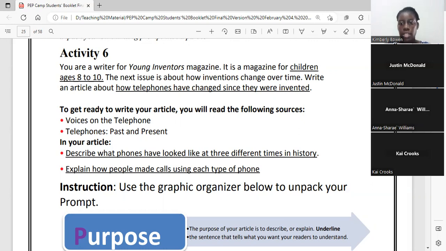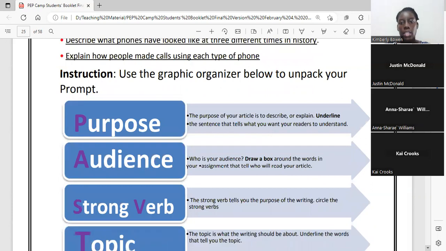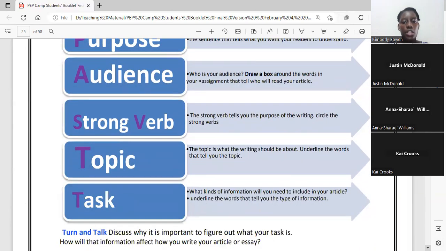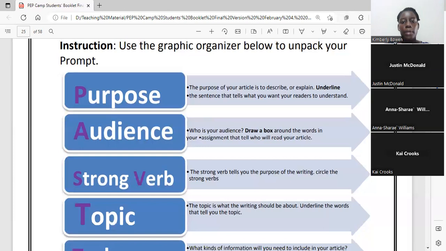The information that we're concerned with are the purpose, the audience, the strong verb, and the topic. The purpose of the article or essay is to describe or to explain. In this case, we're going to underline the sentence that tells us what we want the readers to understand. We're also concerned with the audience, who will be reading the article or essay. We're also concerned with the strong verb, and this ties into the purpose of writing. So let's look back at the purpose, and we'll see the verbs there. The purpose of writing is either to describe or to explain. Each of those words is a strong verb.